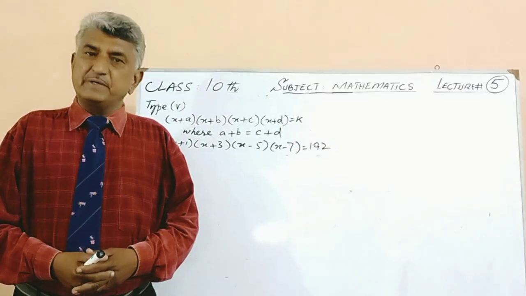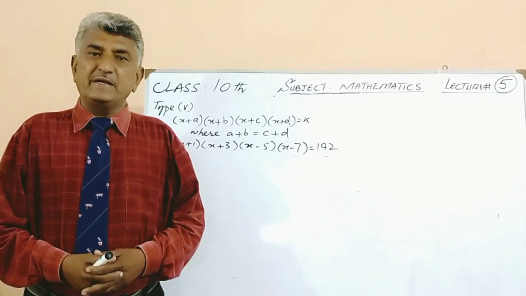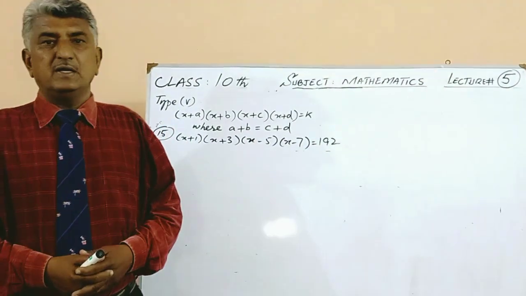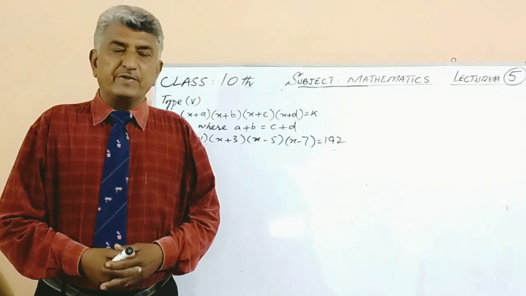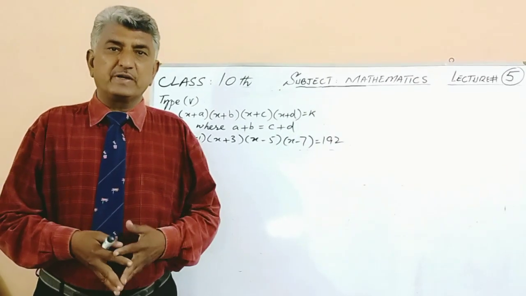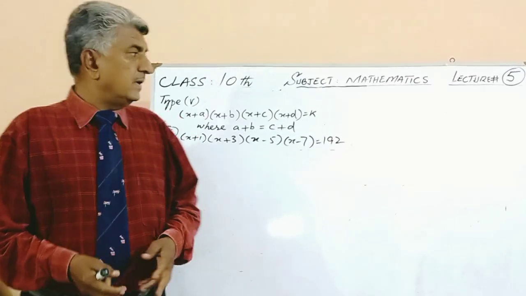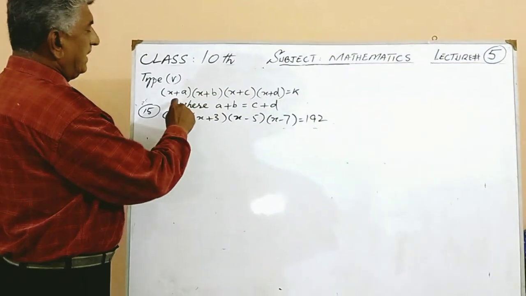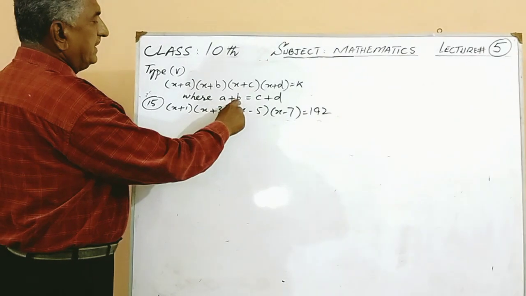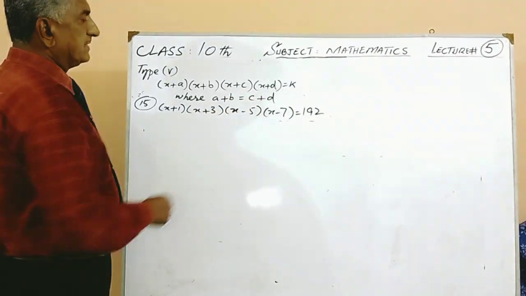Bismillahirrahmanirrahim. Rabbi zidni ilma. My dear students, in this fifth lecture, we will discuss the fifth type of equations which can be reduced to quadratic equations. The general form of this type is this one, where a plus b must be equal to c plus d.